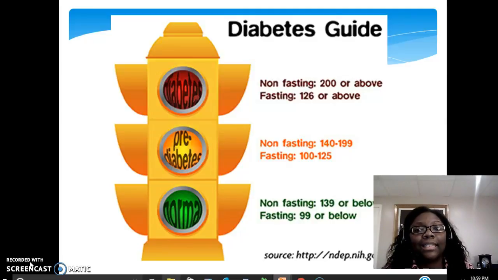Remember, I want you guys to keep in mind that these numbers are from consistent readings. So if you prick your finger today and your blood sugar is a little high because you had Snickers and cake at lunch, and that number is extremely high, that doesn't necessarily mean that you have diabetes.